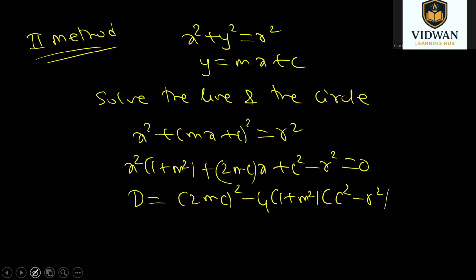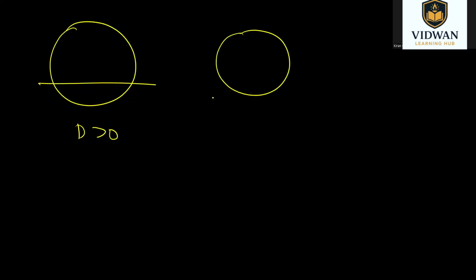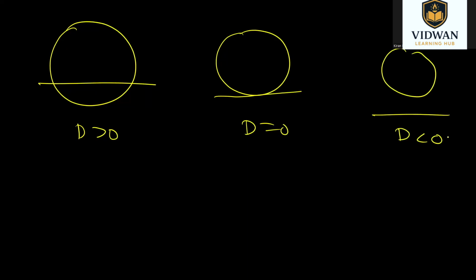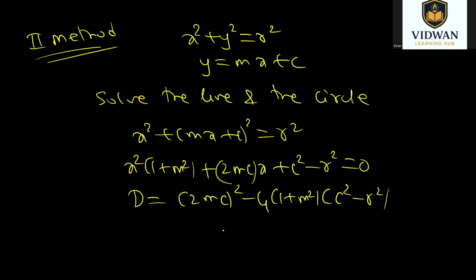Then what will be the criteria for the line and the circle to cut? The roots of the quadratic are real and distinct, discriminant greater than 0. For the circle to touch the line, the quadratic should have equal roots. And for the circle and line not to intersect, the discriminant is less than 0. When you do this, this will give you c square less than. When you simplify, the greater than will become less than. Because you already know the d value, use this d value. I'm writing the answer directly.